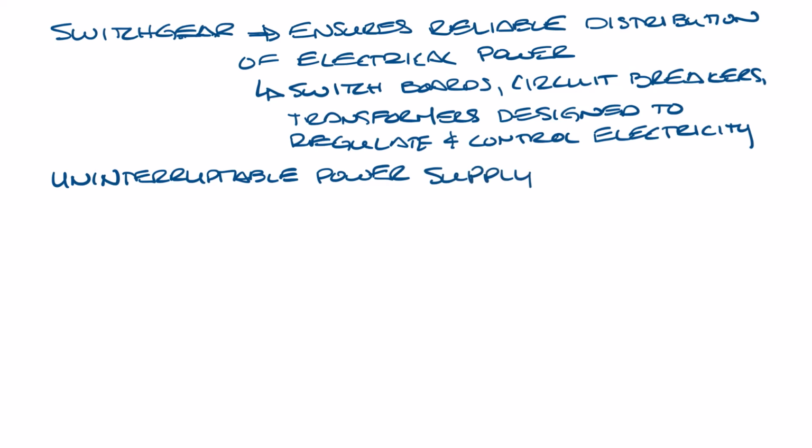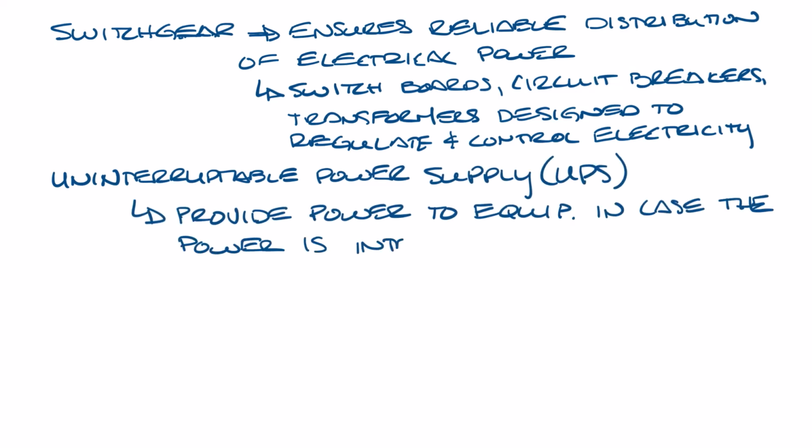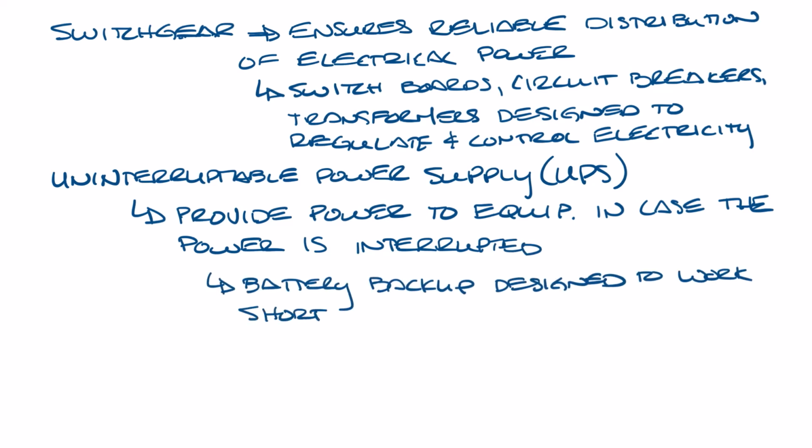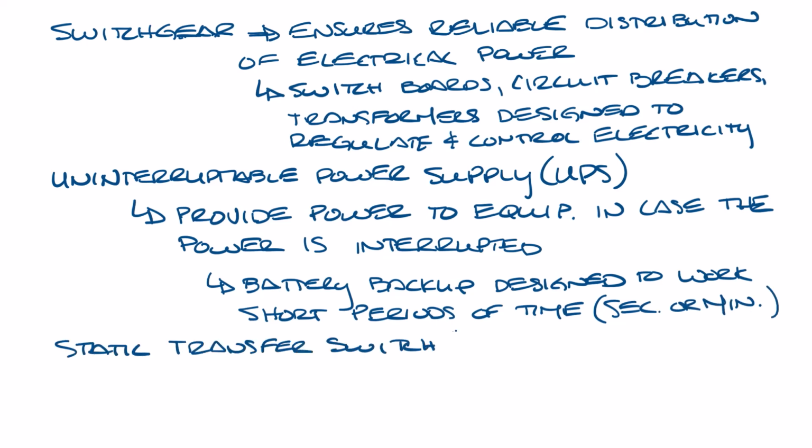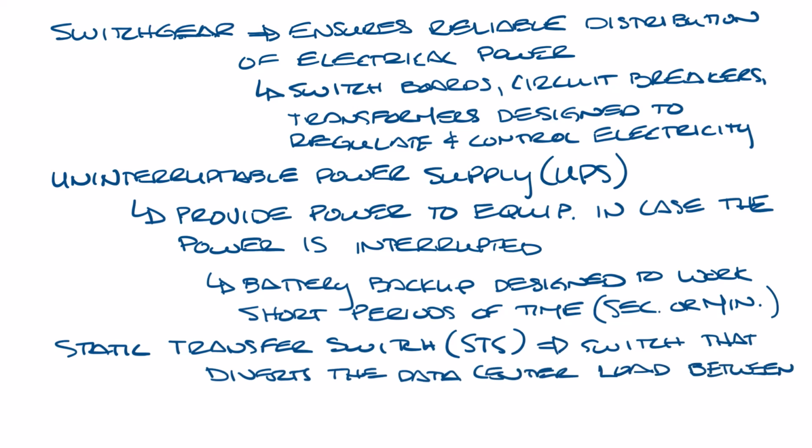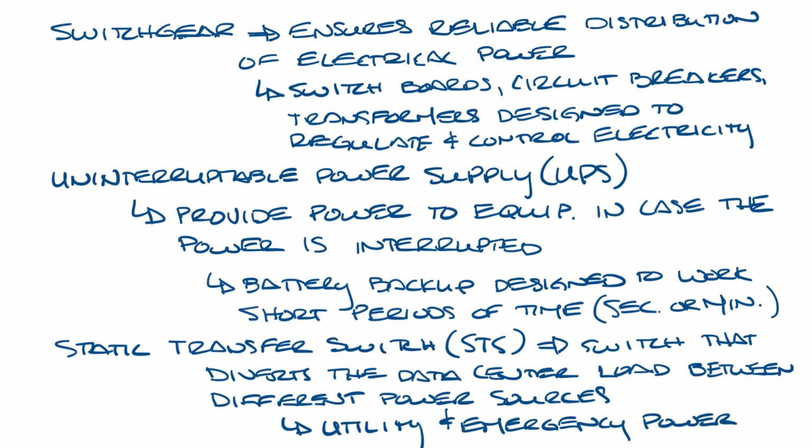Uninterruptible power supply. The UPS is there to provide power to the equipment in case the power is interrupted. It's basically a battery backup, but it's designed to work for short periods of time, like seconds or minutes. Static transfer switch. The STS is a switch that diverts the data center load between different power sources, like the utility source and emergency power. Let's move this over to make more room.